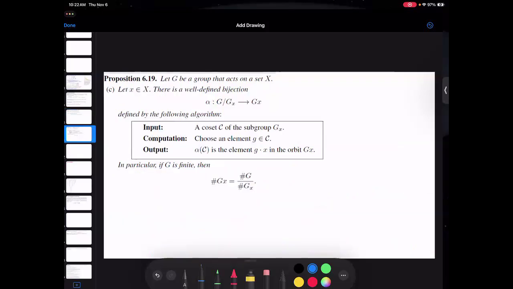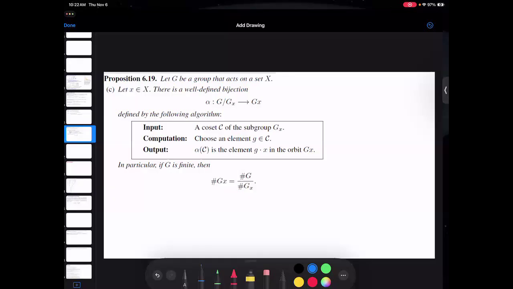Now, the third part, which we did not really do last time, is there's a bijection between the set G mod Gx, the group G mod Gx, and the orbit. And so what we do is we take as an input a coset of the subgroup G sub x, that's the stabilizer. We choose any element in the coset and we output g times x. So what's your first concern when you see this?